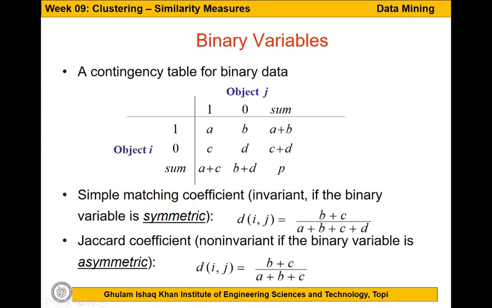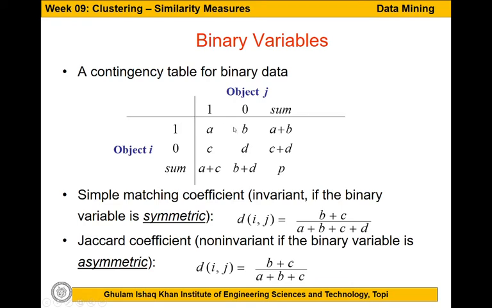So you have now learned the difference between symmetric binary variables and asymmetric binary variables. The formula for computing the distance between symmetric binary variables is this one, and the formula for the asymmetric is this one. This is usually called the Jaccard coefficient.